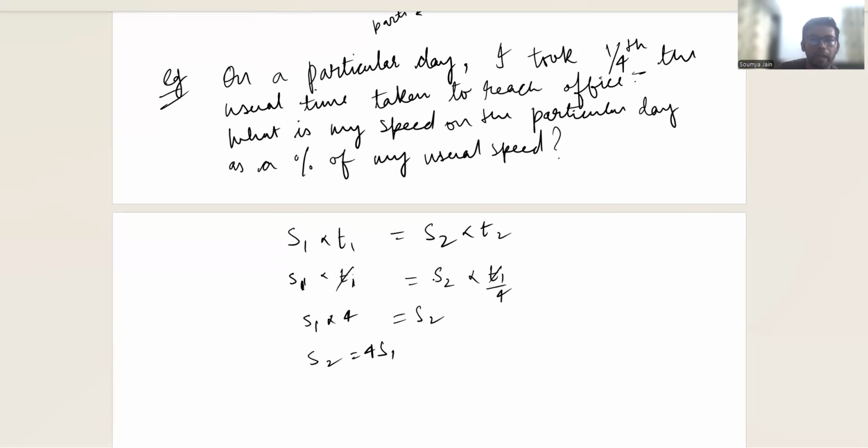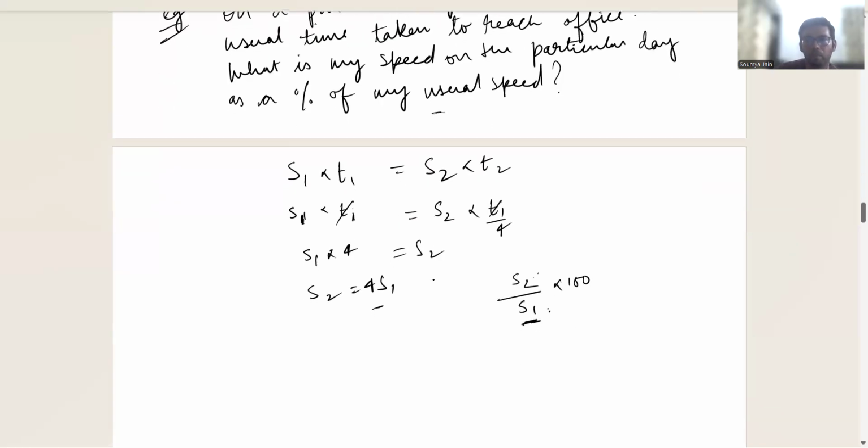Okay. Now we have to find out, as a percentage, what it will be of my usual speed. So we have to find S2 by S1, because S2 as a percent of S1 is asked, meaning the speed on the particular day as a percentage of my usual speed. As a percentage, the comparison is being done with S1, so it is in the denominator into 100. Putting in the values, 4 S1 upon S1 into 100. Cancelling it out, we get 400%. This is the answer.